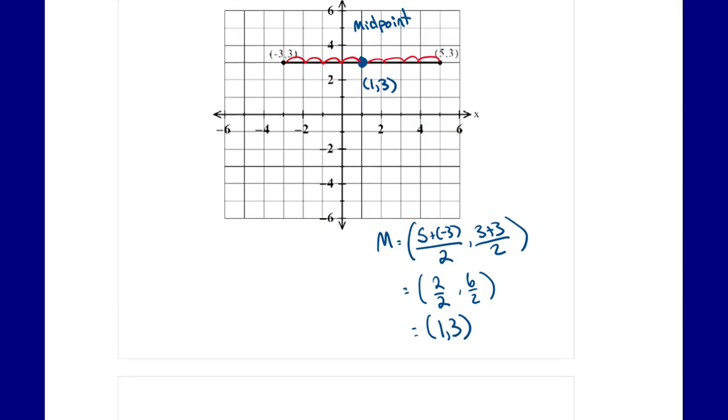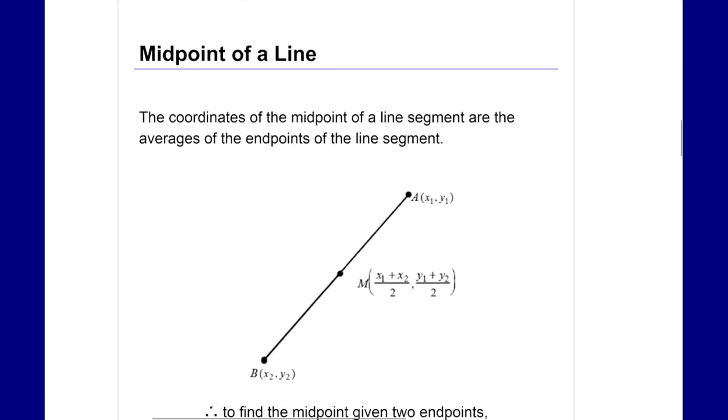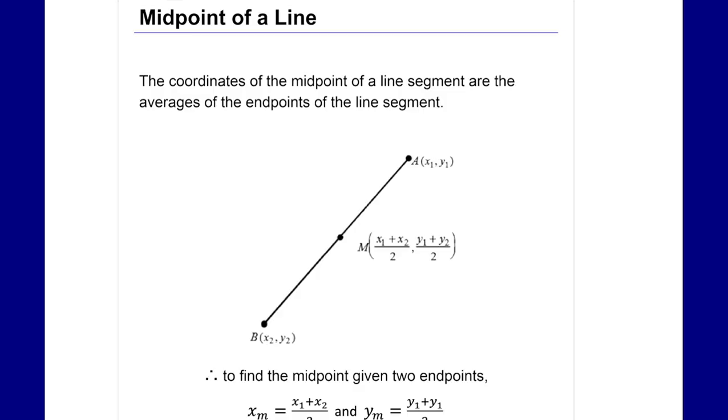So not every line that we deal with is going to be a nice straight line that we can just count to the middle or easily see where the middle is. So we might have to use some algebraic formulas to determine where our midpoint is. And that's going to be the focus of the lesson today. If we're looking for the midpoint of a line, we can just use a formula to determine what the midpoint is. The coordinates of the midpoint of a line segment are the averages of the endpoints of the line segment.